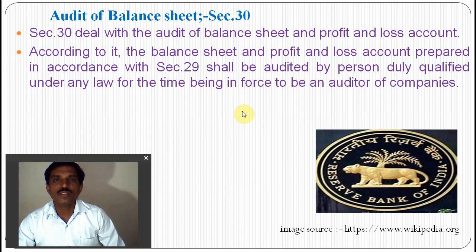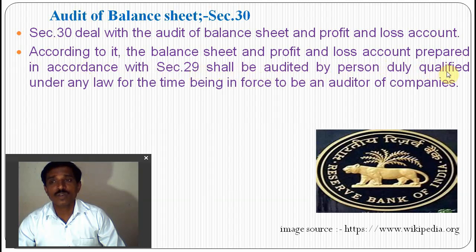The audit of the balance sheet is explained in Section 30. Section 30 deals with the audit of the balance sheet and profit and loss account prepared in accordance with Section 29. So every banking company prepares its balance sheet and has it duly audited by the auditor.